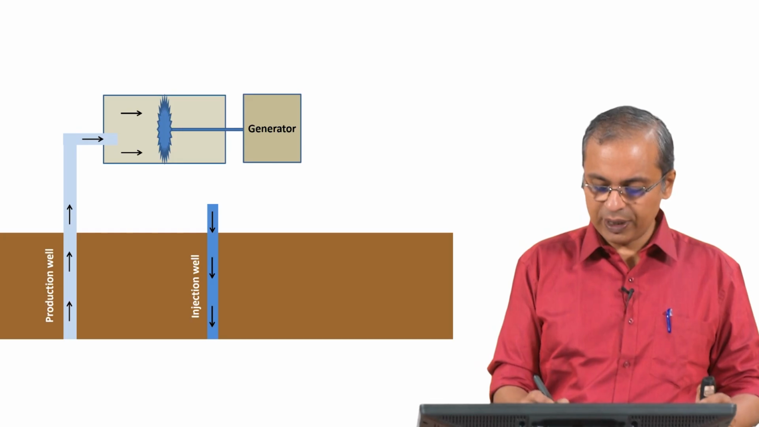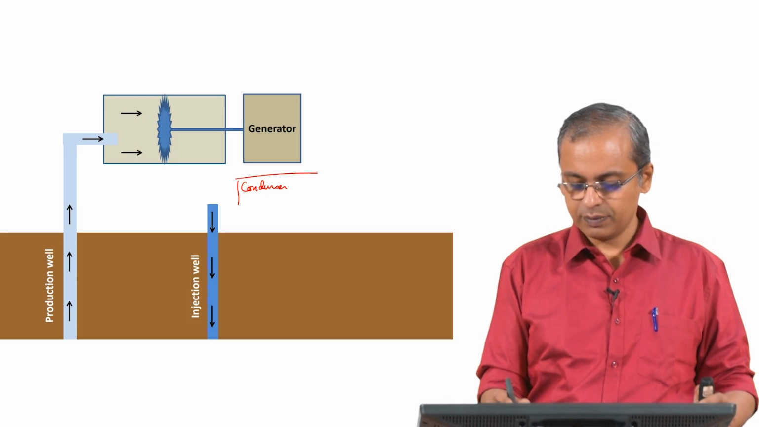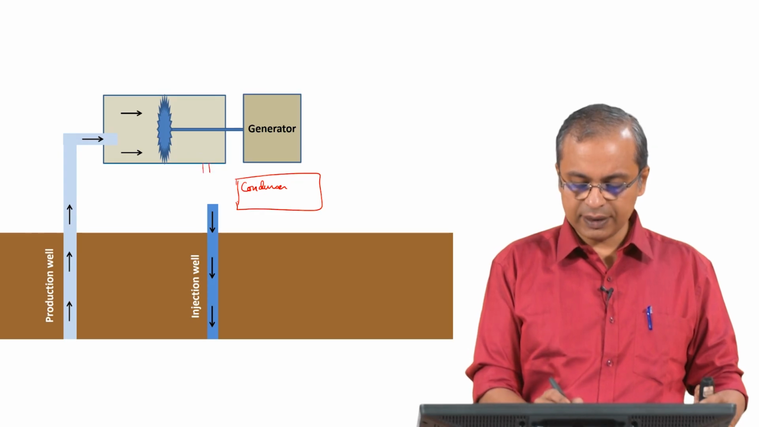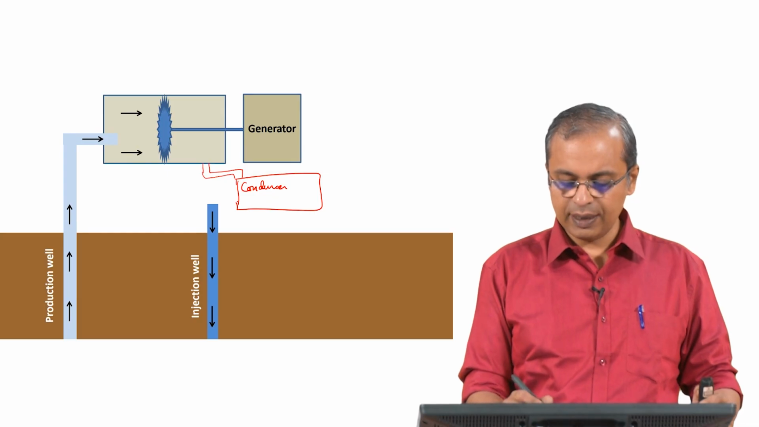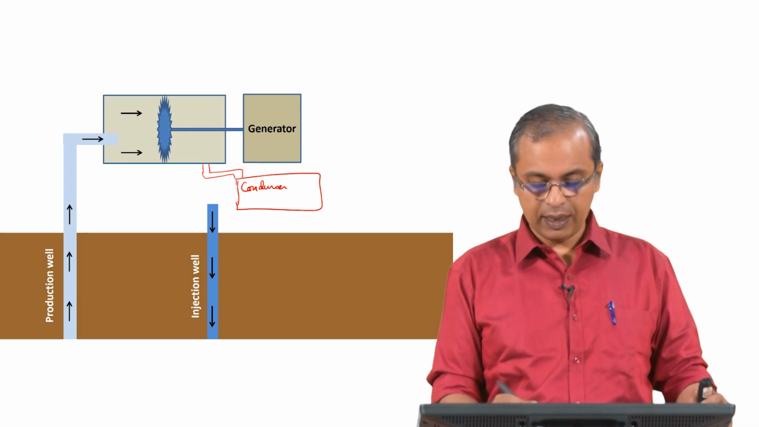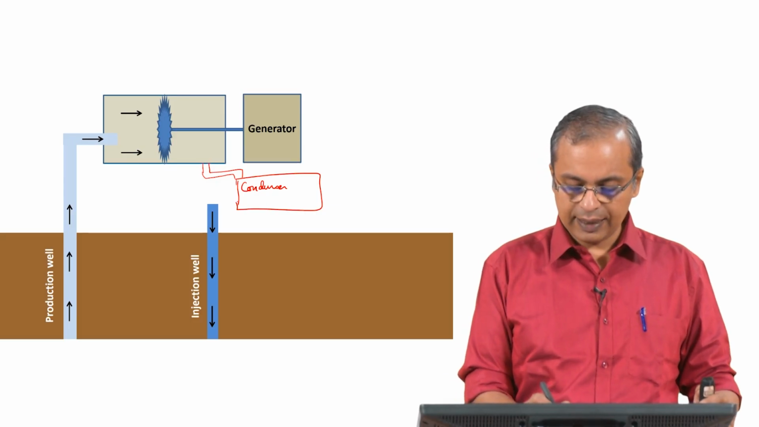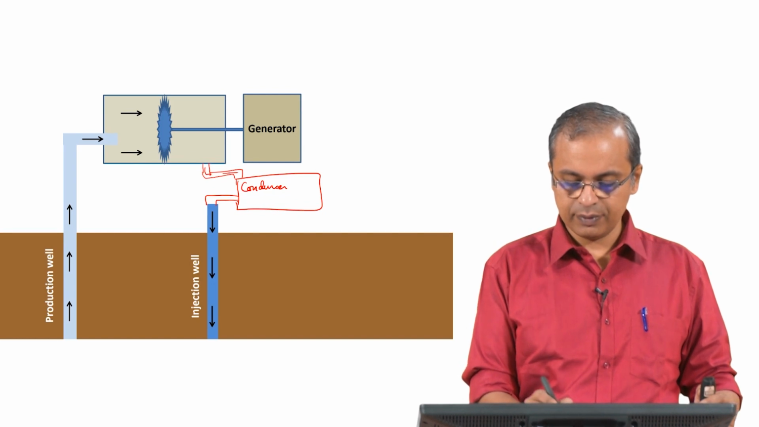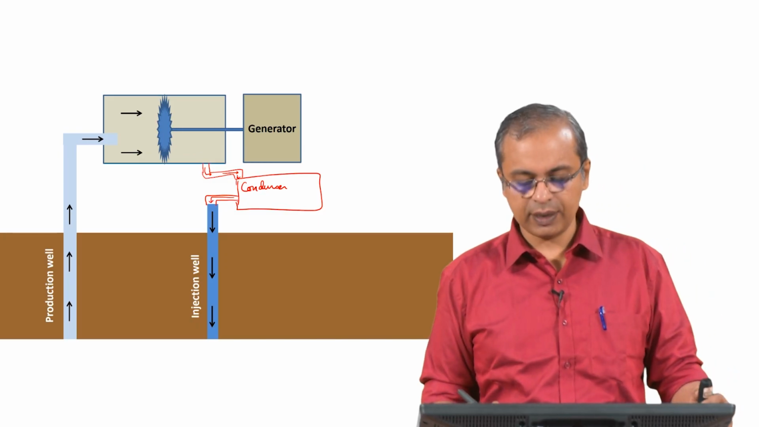So, what we do is we put in a condenser. What comes out is actually sent into a condenser. Here it is allowed to cool down further till it becomes liquid water, and then it is sent into this injection well. So, this is what is done.